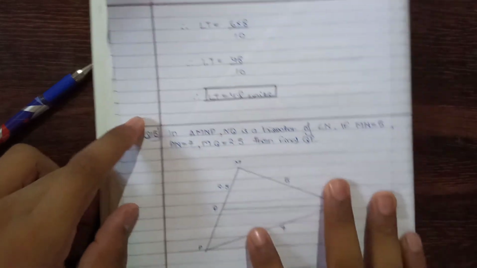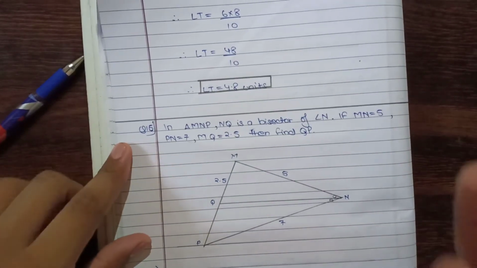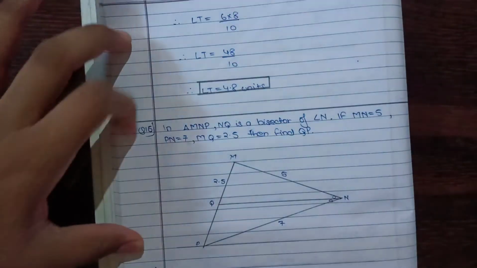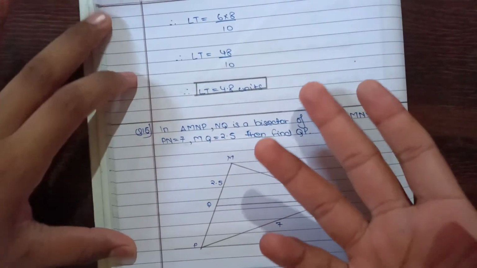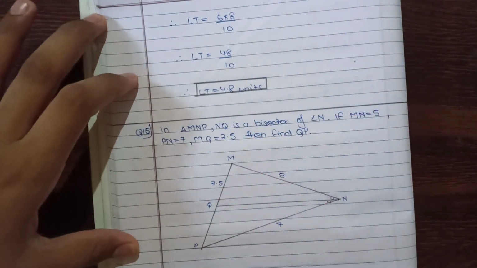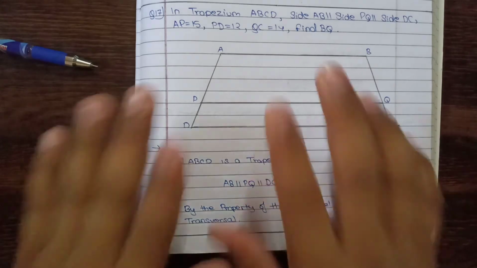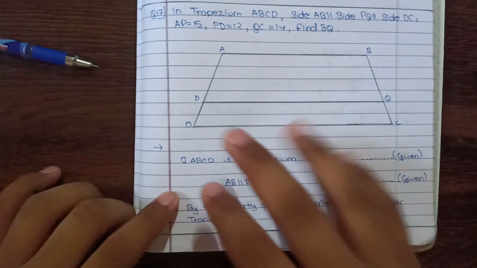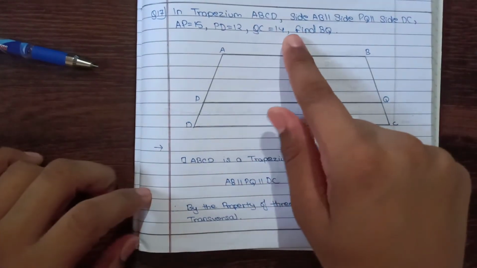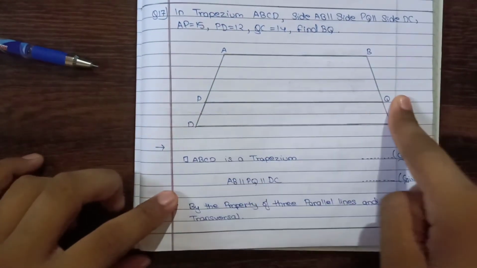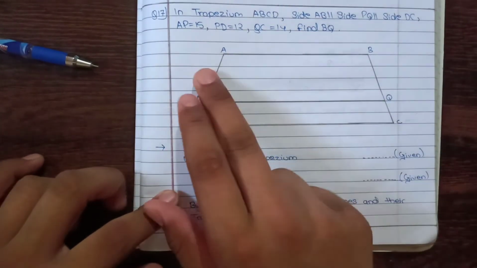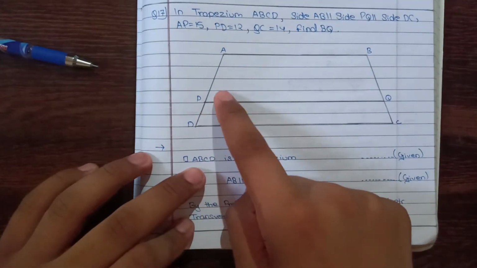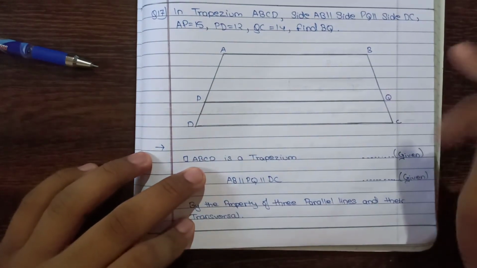Next one, we'll now take the property of three parallel lines and their transversal, rather than taking many examples of angle bisector property, as I think you would have understood the angle bisector property by two or three examples. So we have taken this one as an example for the property of three parallel lines and their transversal. In trapezium ABCD, side AB is parallel to side PQ is parallel to side DC, which means that these three are parallel lines, and AP equals 15, PD equals 12, and QC equals 14. We have to find BQ.